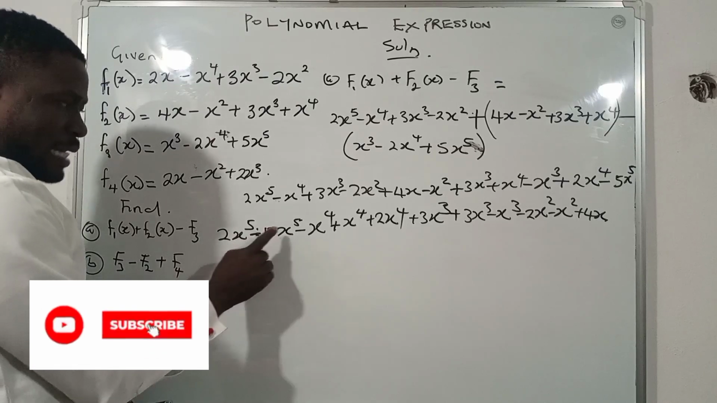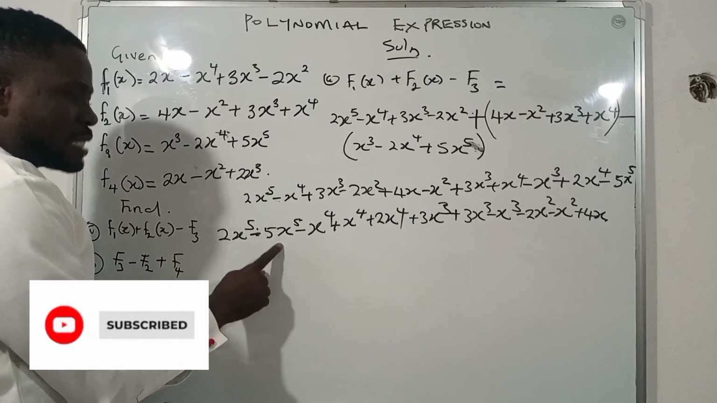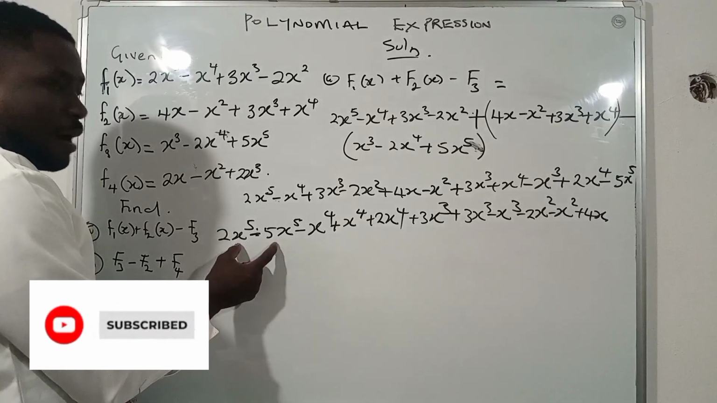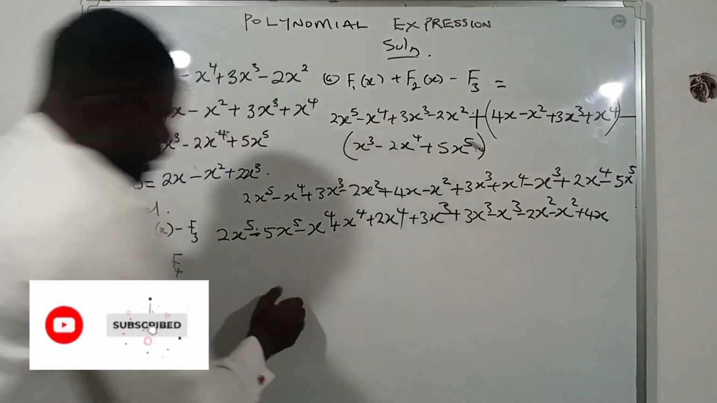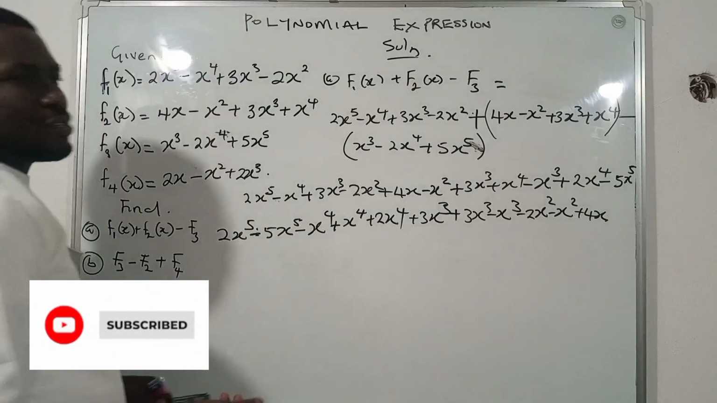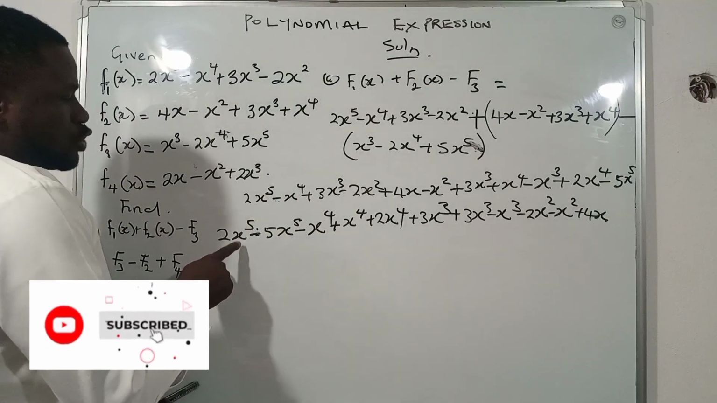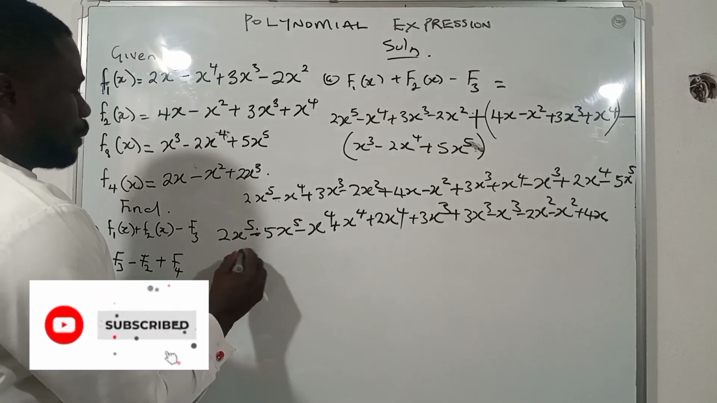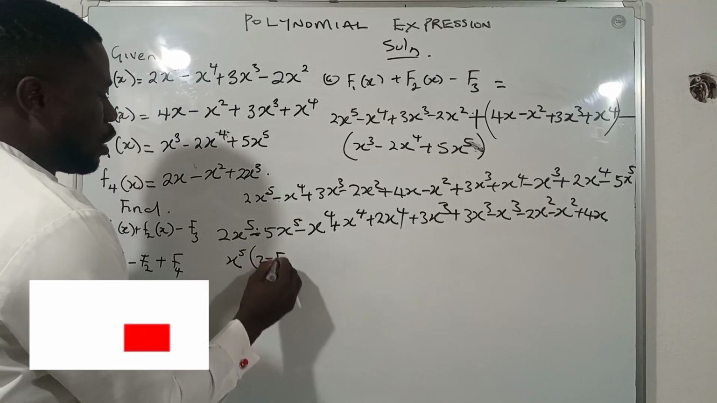Because this and this have the same variable, x raised to the power 5. We can possibly say, sometimes you may want to factorize. If you want to factorize, what is common between this and this? Is it not x^5? You say x raised to the power 5 into 2 minus 5.